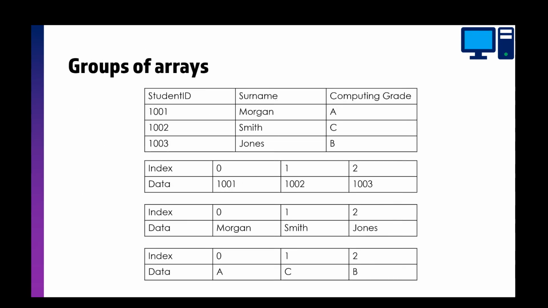Now we can also use groups of one-dimensional arrays as well. So here we've got 3 separate things. We can use these together by having 3 separate single one-dimensional arrays. So we've got the student ID, 1001, 1002, 1003, or indexes of 0, 1, 2. We've got the same for the last names and their computing grades. Now we can combine these together and we could output, for example, student ID 1003, his last name is Jones, and their computing grade was B in one line of code, which we'll see later on in the video.